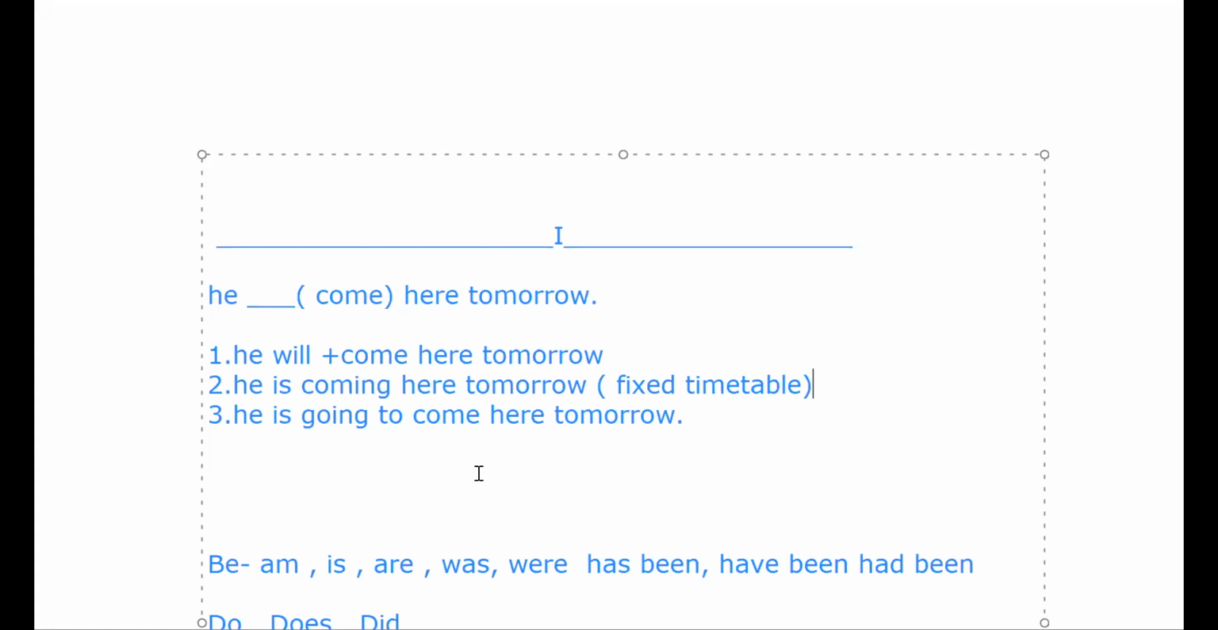I am writing so-and-so exam next month. It means I got the hall ticket and the timetable is fixed. And he is going to come here tomorrow. Please understand, whenever I talk about the intention of the speaker, we use this one.